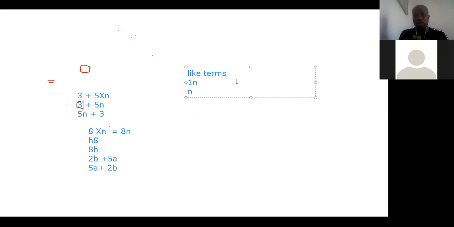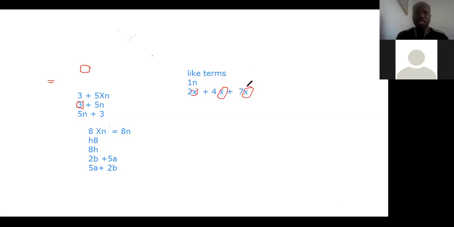So n on its own can be read as 1n, but in mathematics we don't do that, isn't it? So when you talk of like terms, they have got the same variable: 2x plus 4x plus 7x. You can see these numbers have got the same variable, x here, x here, x here is the same.